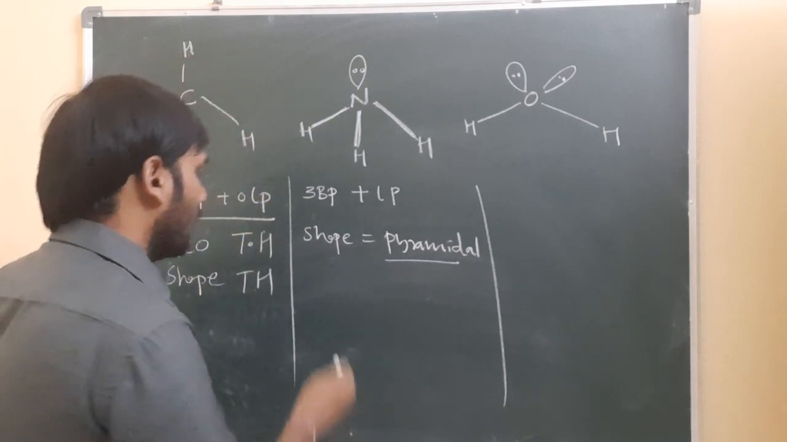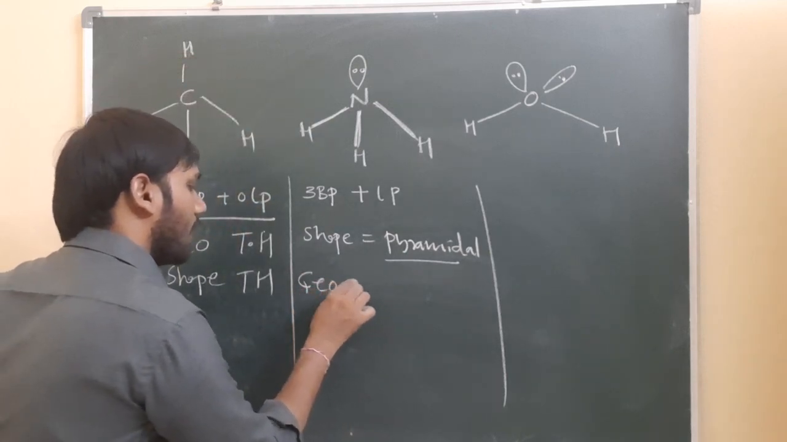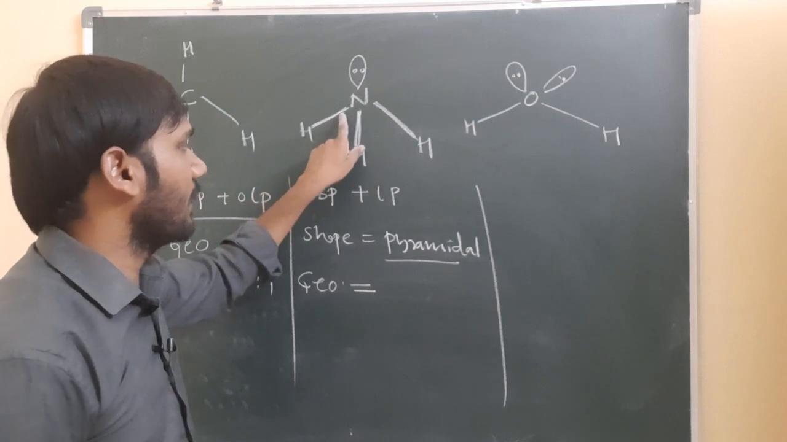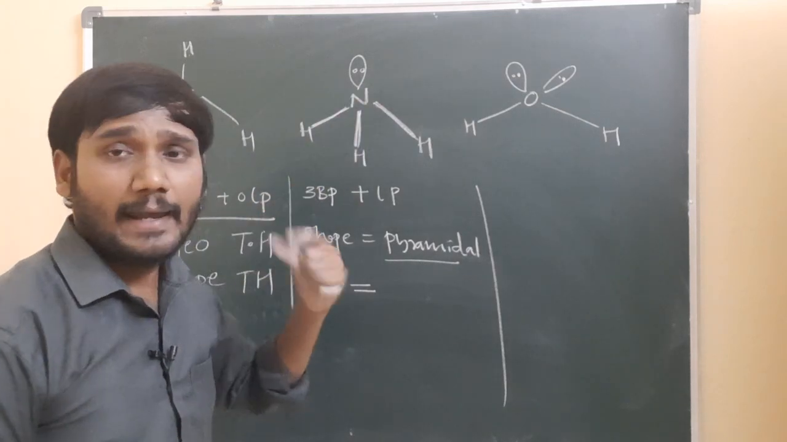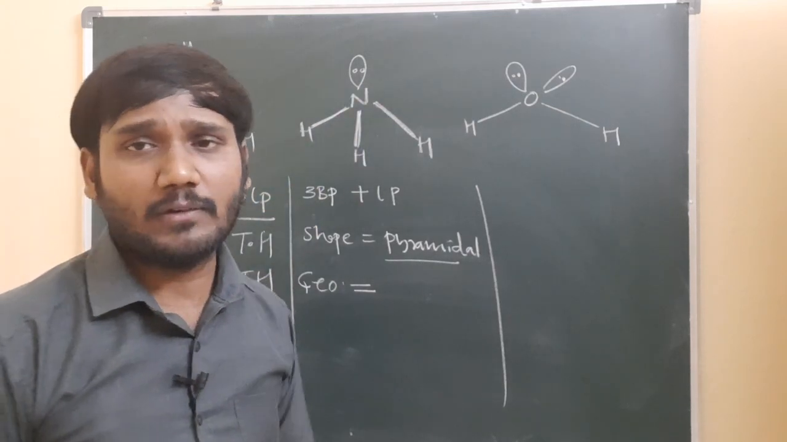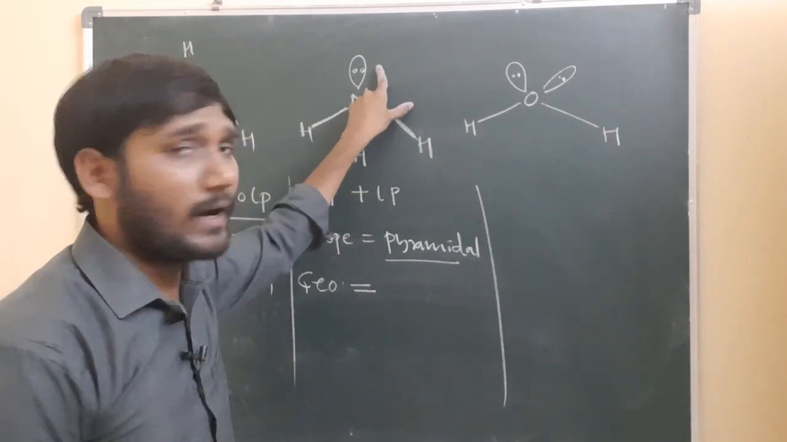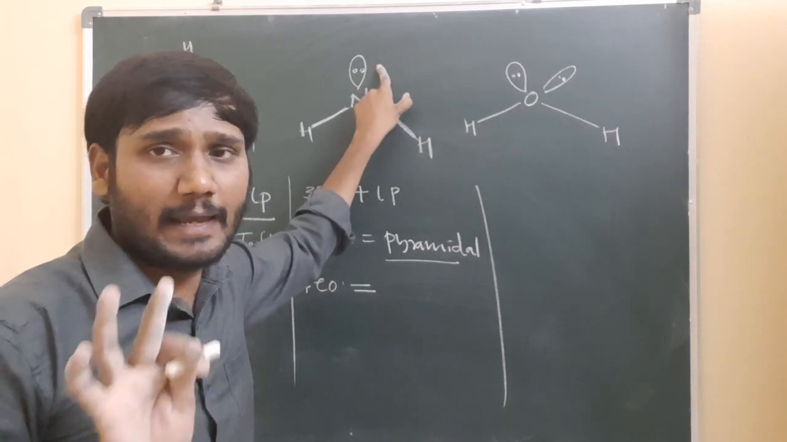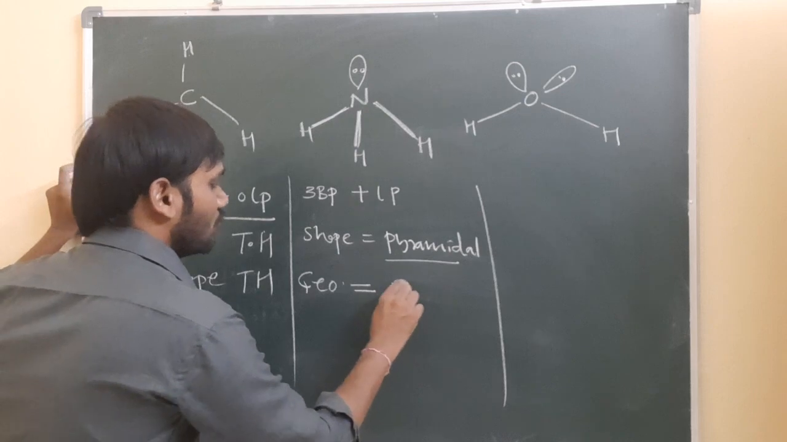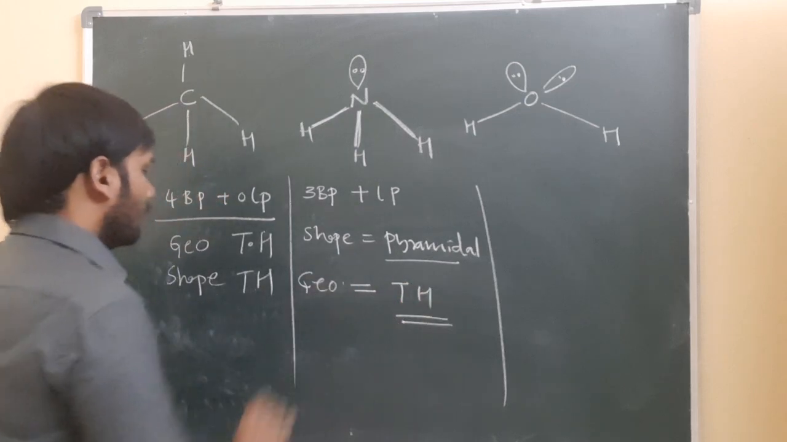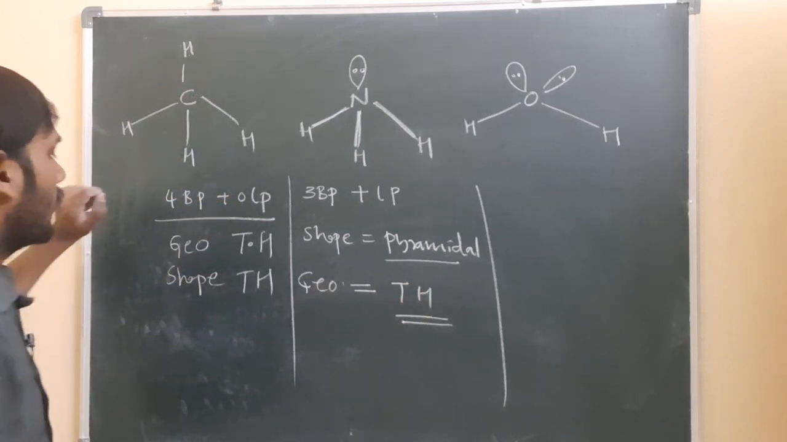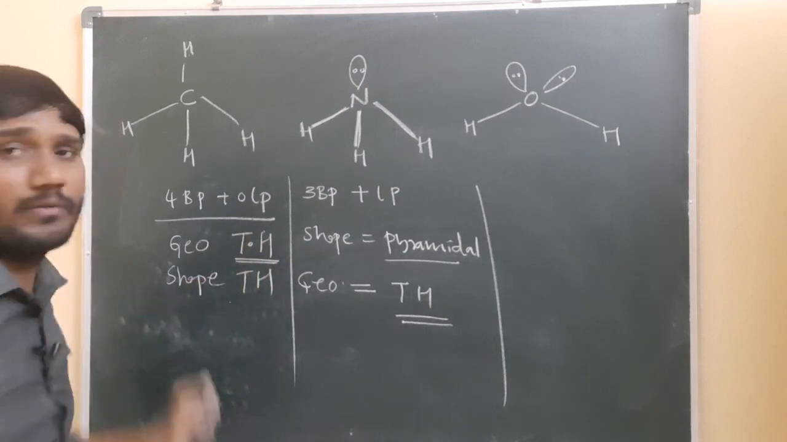But here, geometry is what? Geometry depends on the number of electron pairs. How many electron pairs? 1, 2, 3, 4. Electron pair is nothing but bond pair plus lone pair. 3 bond pairs, 1 lone pair, totally 4 electron pairs. If the electron pairs are 4, the geometry is tetrahedral. So here, electron pairs how many? 4. 4 means the geometry of the molecule is tetrahedral.